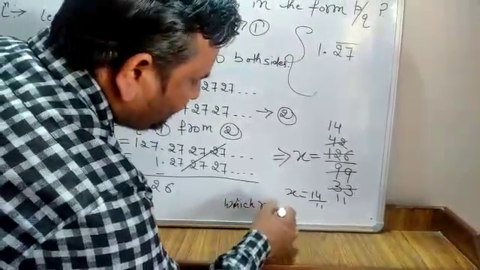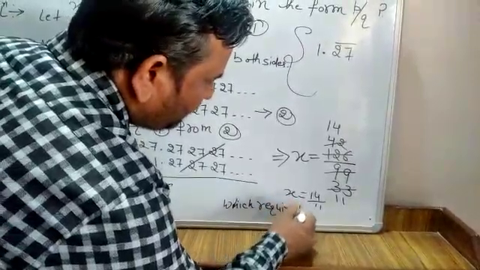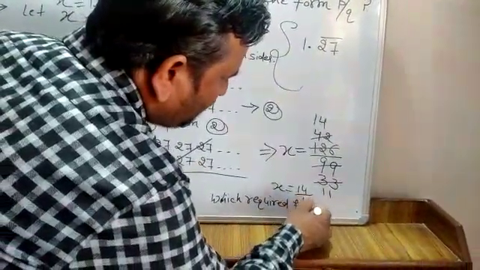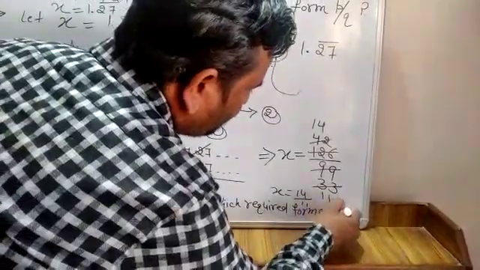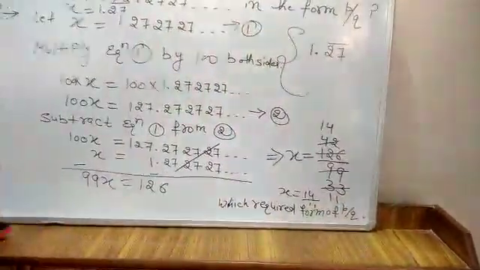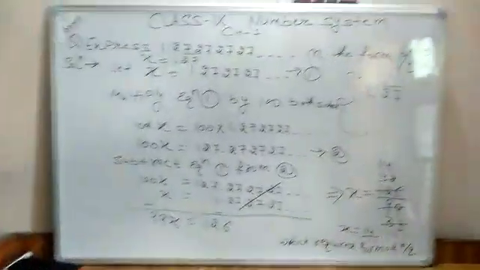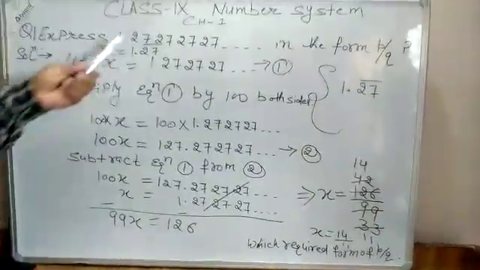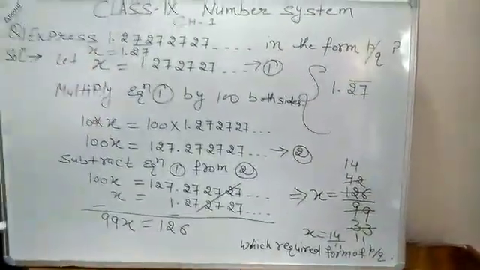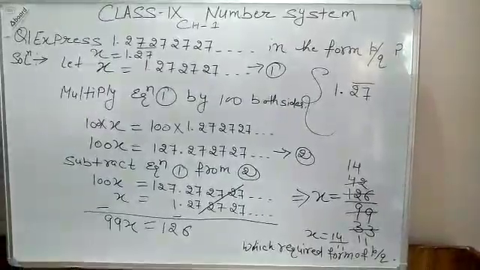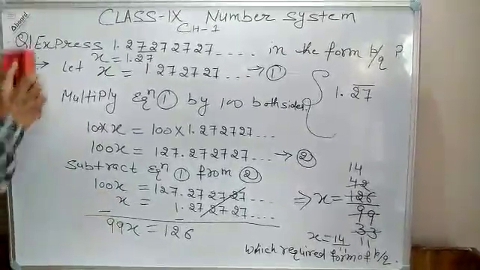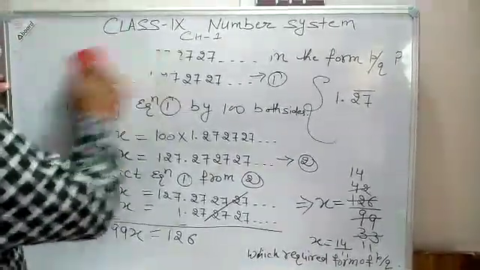The required form of P upon Q. So this is your answer: the way to write 1.272727 in the form of P upon Q. This is type 1. Now we learn type 2.